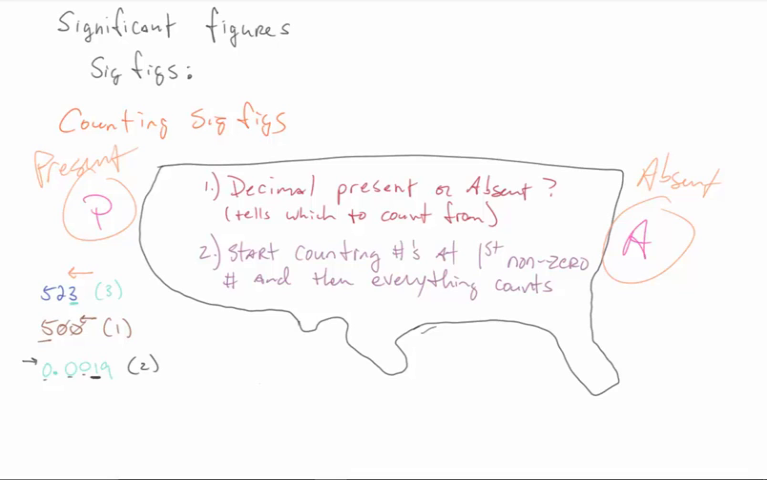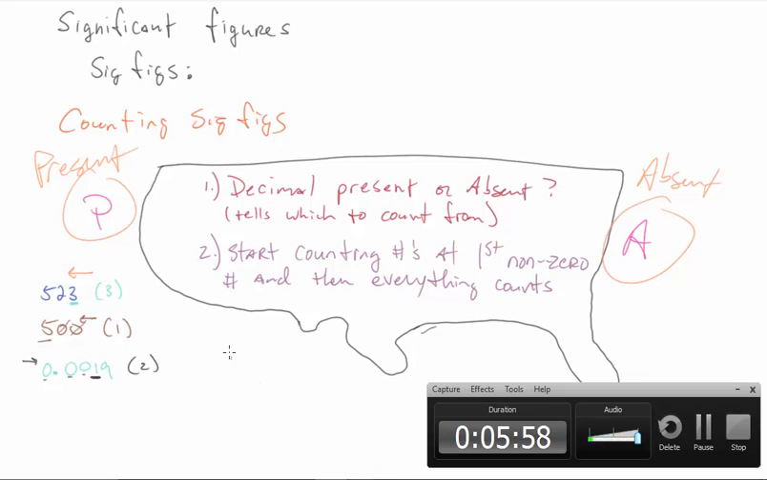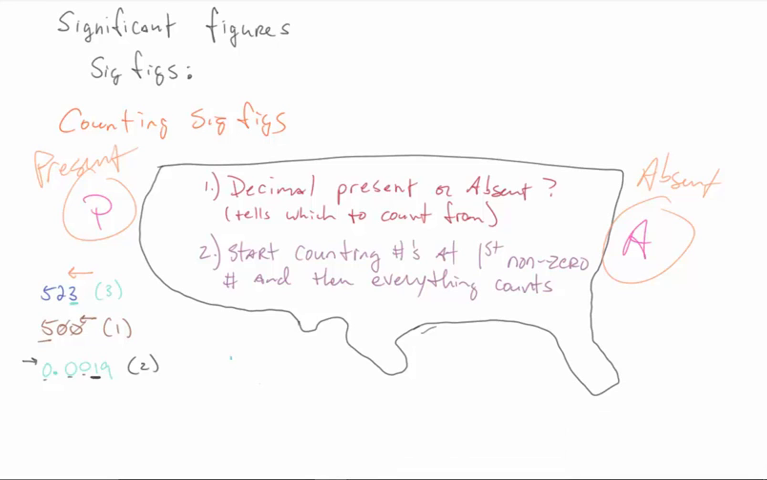I'll do a couple more examples with you. Look at 0.00230. Again, the decimal is present, so I start counting from the left-hand side. Not going to count that 0, not going to count that 0. Here's where I start counting, at that 2, and 1, 2, 3, they all count. So I have 3 significant figures there.